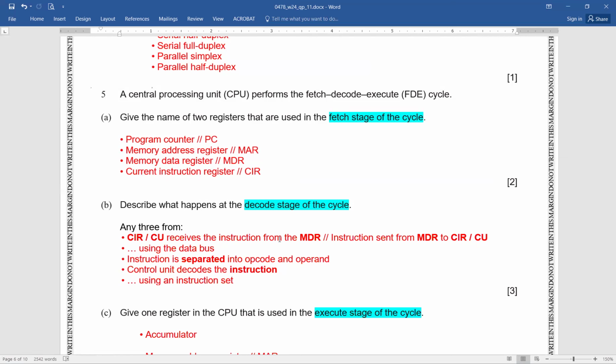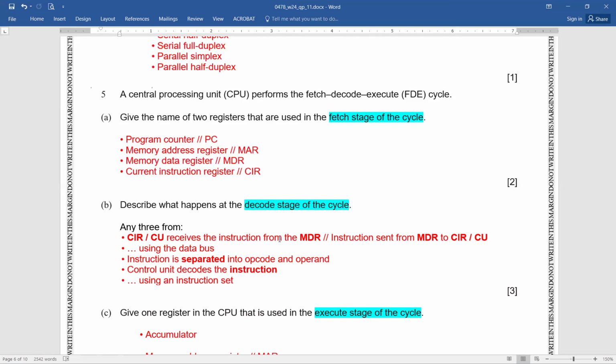After that, the instruction is separated into opcode and operand. Again, remember, opcode means what and operand means what. The command is the opcode and the operand is the data that is worked upon. The control unit is going to decode the instruction, and this is done using the instruction set. So these 3 points will definitely give you 3 out of 3.